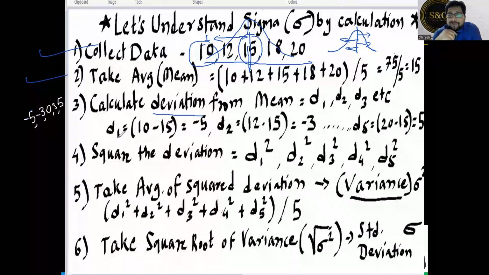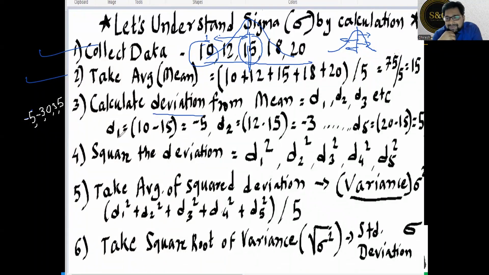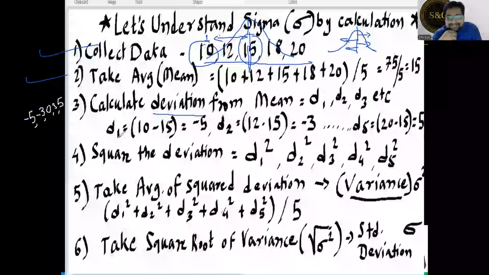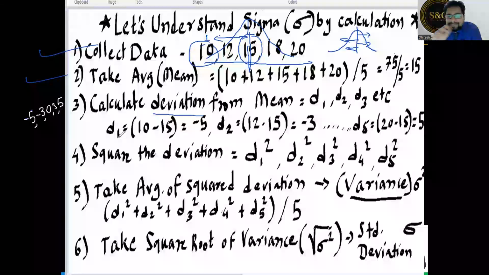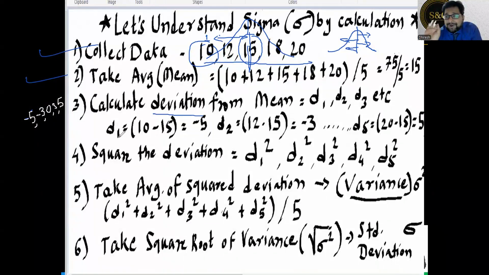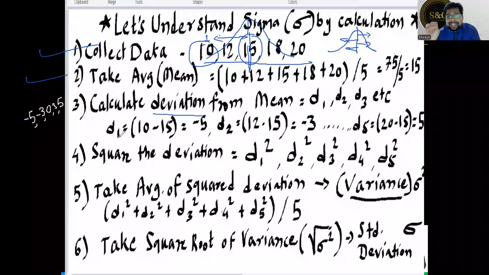What is the answer of 0 divided by 5? Let's say it's 0, right? It's 0. So does it mean there is no deviation? Does it mean the average deviation is 0?